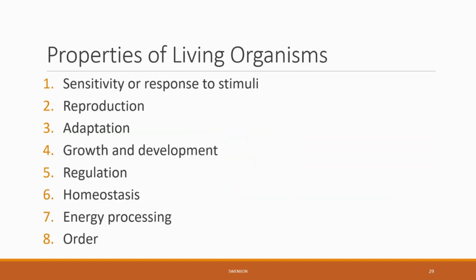Taking a closer look at this question, there are going to be 8 requirements for something to be categorized as a living organism. It has to have sensitivity or response to stimuli, be capable of reproduction, adaptation, growth and development, regulation, homeostasis, energy processing, and order.